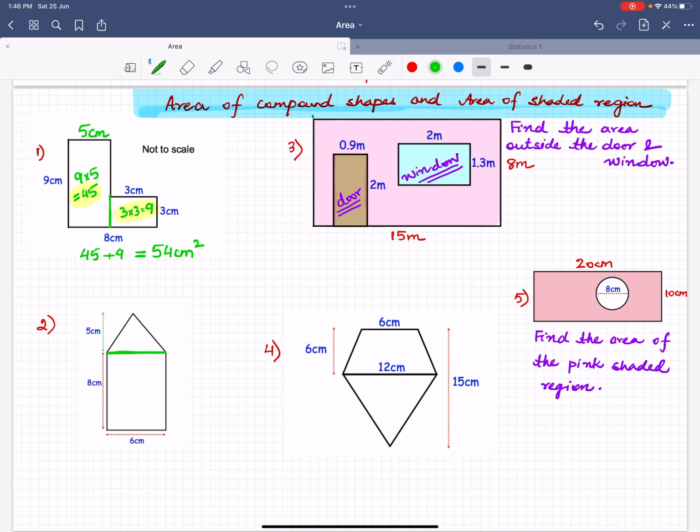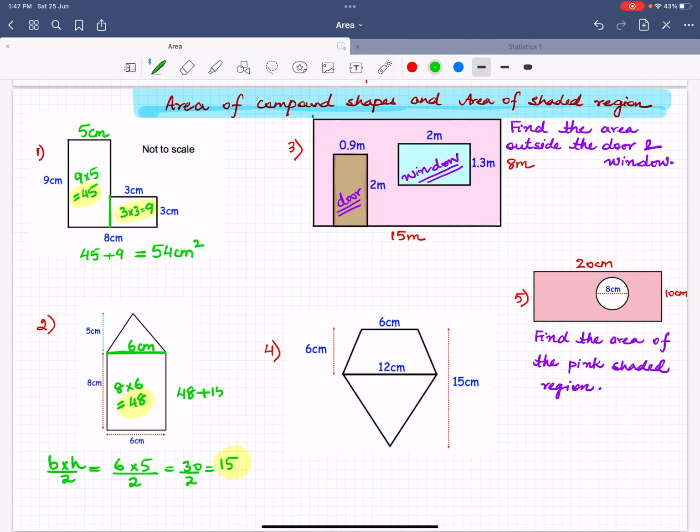Formula for area of triangle is base times height divided by 2. Base is 6, height is 5, divided by 2. 6 fives are 30, divided by 2, and that is equal to 15 square centimeters. Now all we need to do is to add the two areas. We have 15 and 48. Therefore, the total area is 48 plus 15, and that is equal to 63 square centimeters.